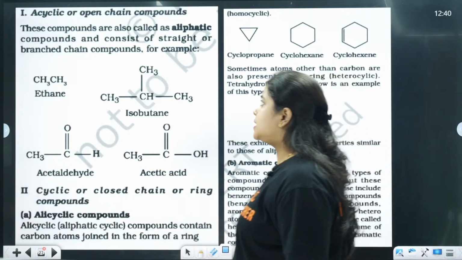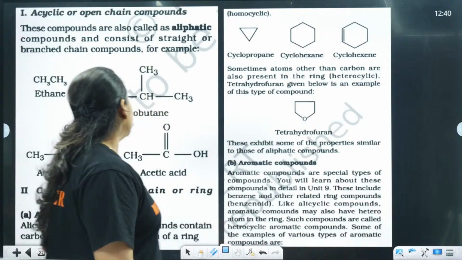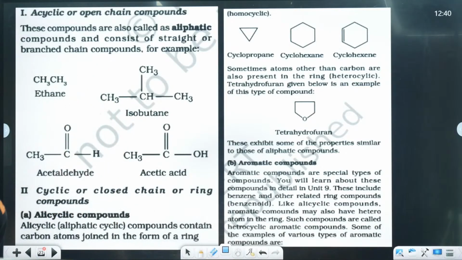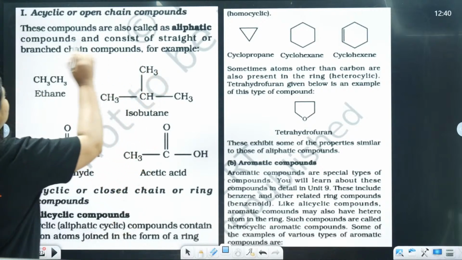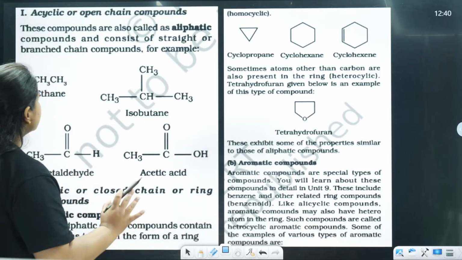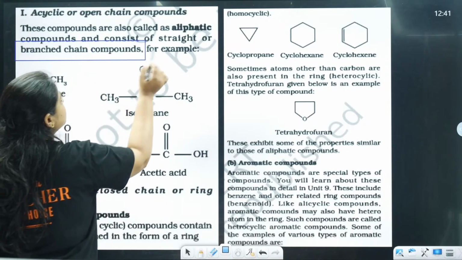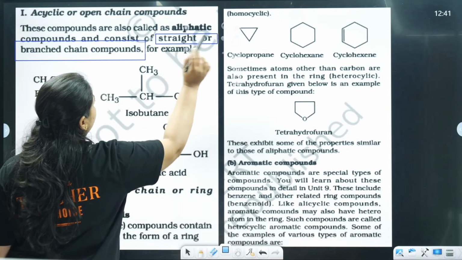First one is acyclic, which is also called open chain compounds. These compounds are also called aliphatic compounds and consist of straight or branched chains. They are all aliphatic compounds that consist of a straight or branched chain. Straight can be there, branched chain can be there.